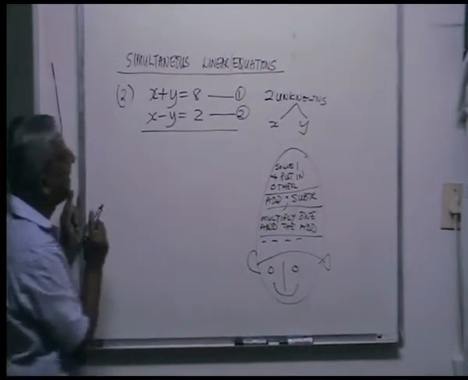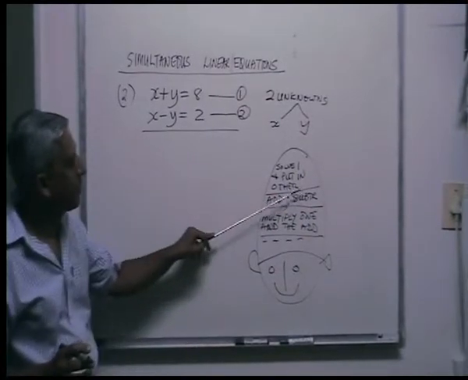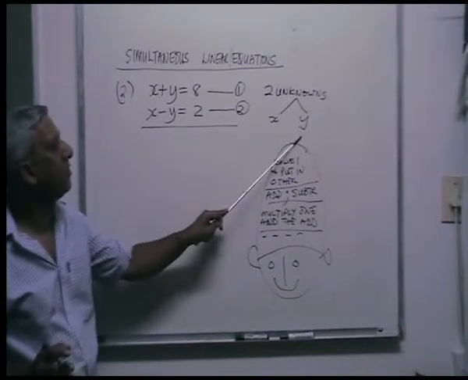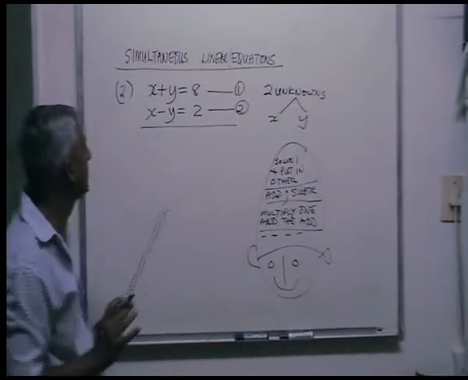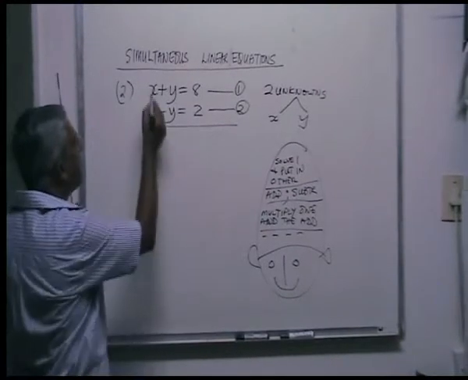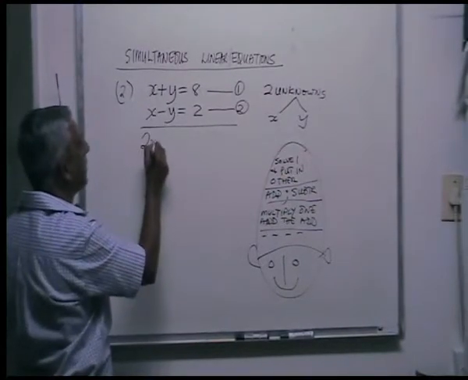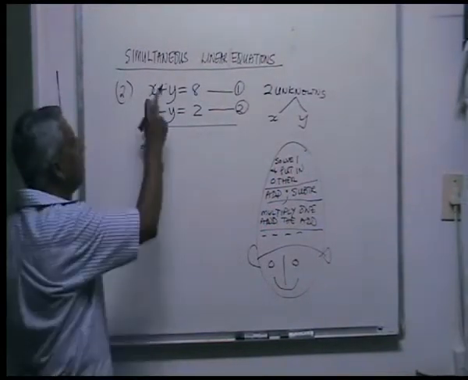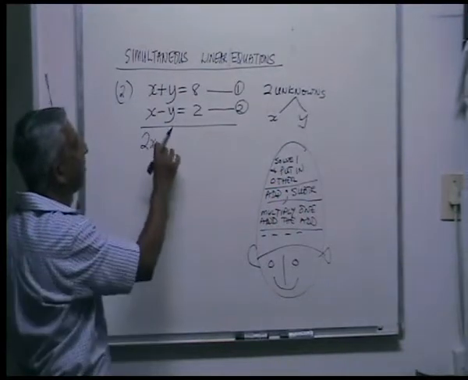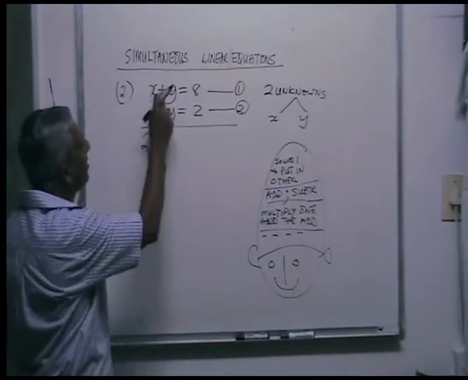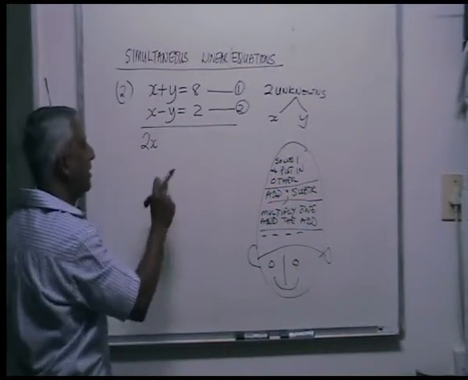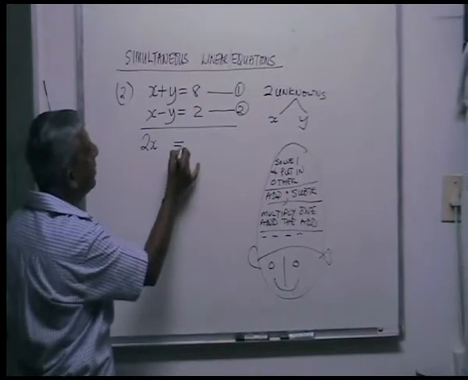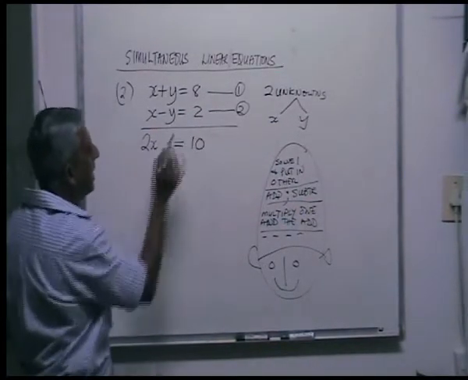So you just add. You see, why you want to add or subtract or multiply and then add is because you want to get rid of one of the unknowns. One of the unknowns must disappear. So let's see what happens. When I add it, x plus x gives me 2x. Plus y and minus y give me 0. Because if I put plus 1 in the calculator and minus 1 in the calculator and add it up, I'll get 0. So I won't waste my time writing 0 here. 2x is equal to 8 plus 2, 10.